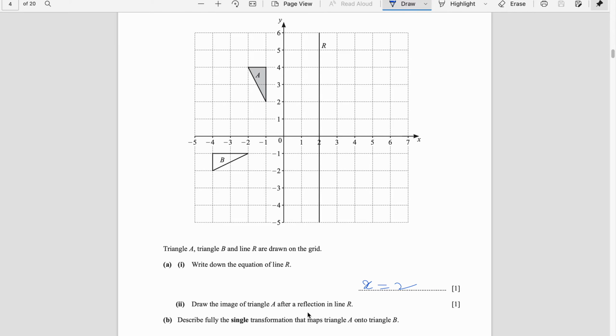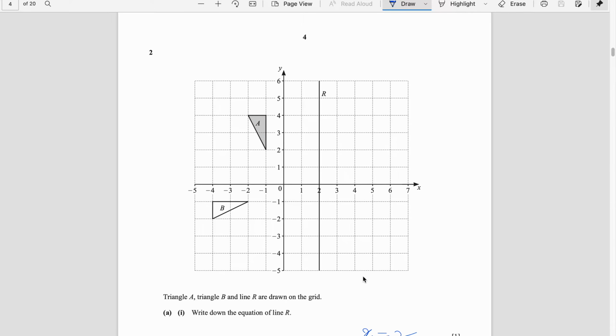Draw the image of triangle A after reflection in line R. So we see A, we see R. These are 3 boxes, and 1, 2, 3 boxes away. For this point, this is 1, 2, 3, 4 boxes away, 1, 2, 3, 4 boxes away. This again 3 boxes, again 3 boxes. So this is the reflection of triangle A in the line R.